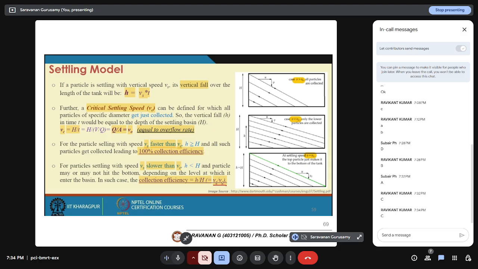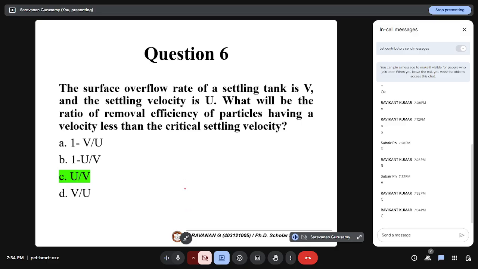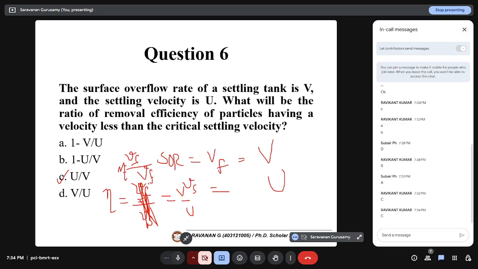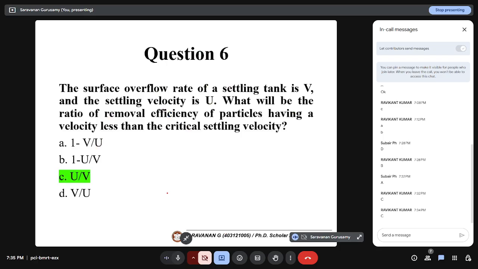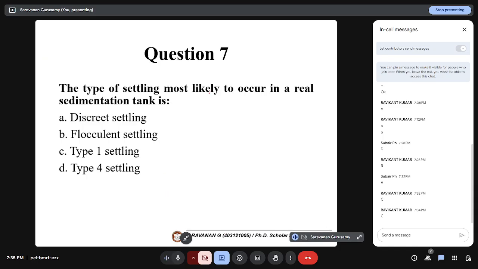See here, Vs by Vc. Vs is settling velocity. Critical settling velocity is my surface overflow rate. Right? So for removal, we need to use settling velocity divided by SOR or critical velocity. Okay, C is correct. Type of settling most likely to occur in a real sedimentation tank: in an ideal sedimentation tank it will be discrete, in a real sedimentation tank it will be flocculent.